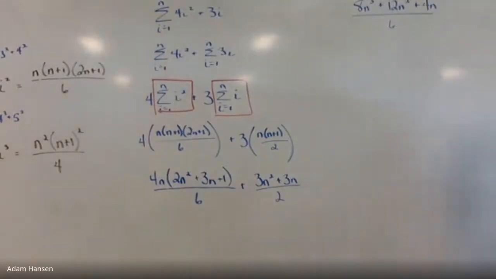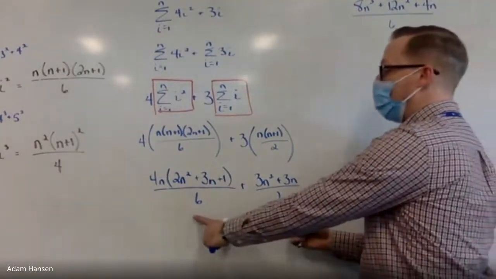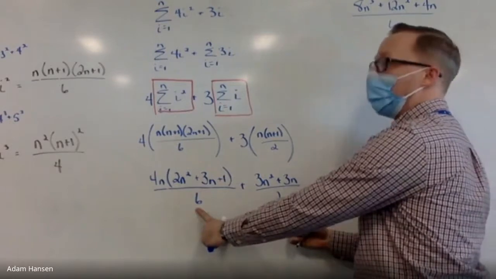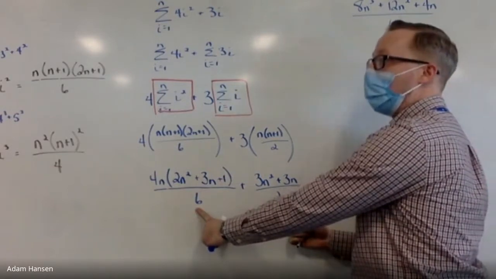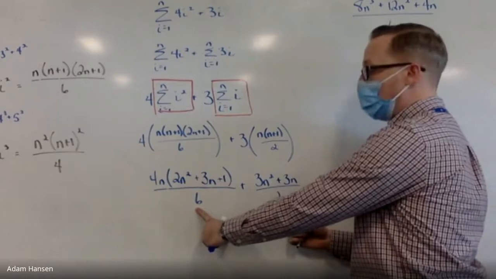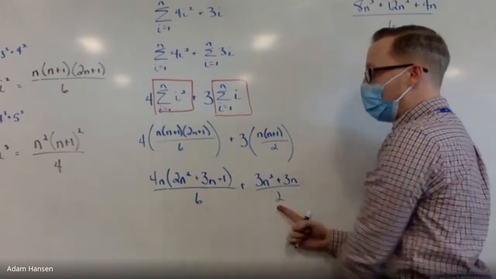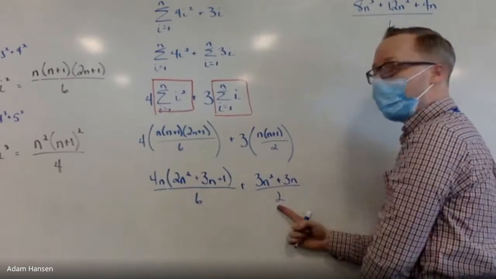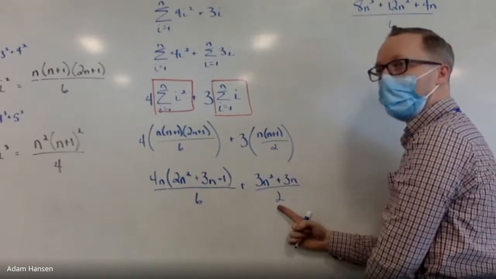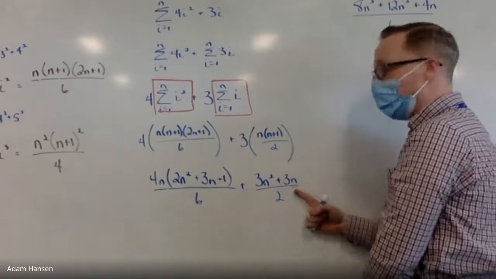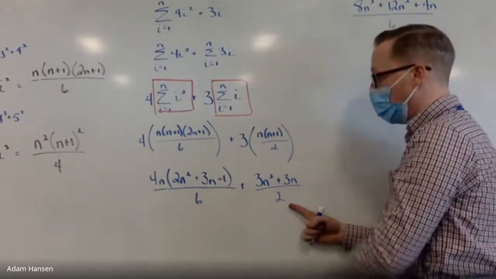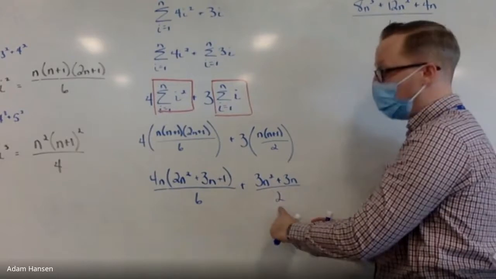Eventually, I'm going to want to add these together. In order for me to add them together, what do they have to have first? What do these two ratios have to have before I can add them up? So what's the common denominator between 6 and 2? 6. This one's got it, this one doesn't. How do I make this have a 6 in here? Multiply by 3 to top and bottom, right?